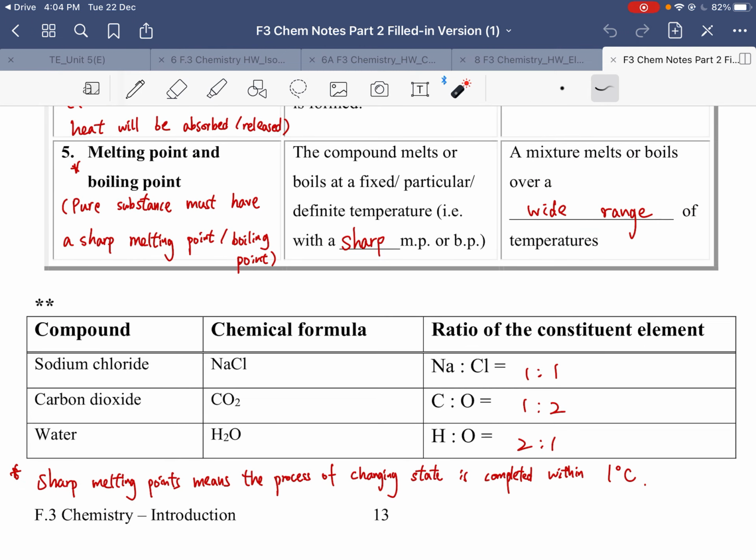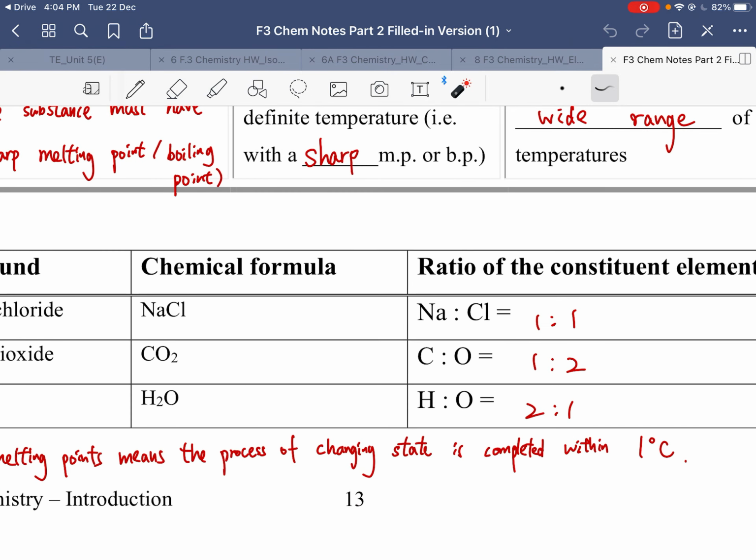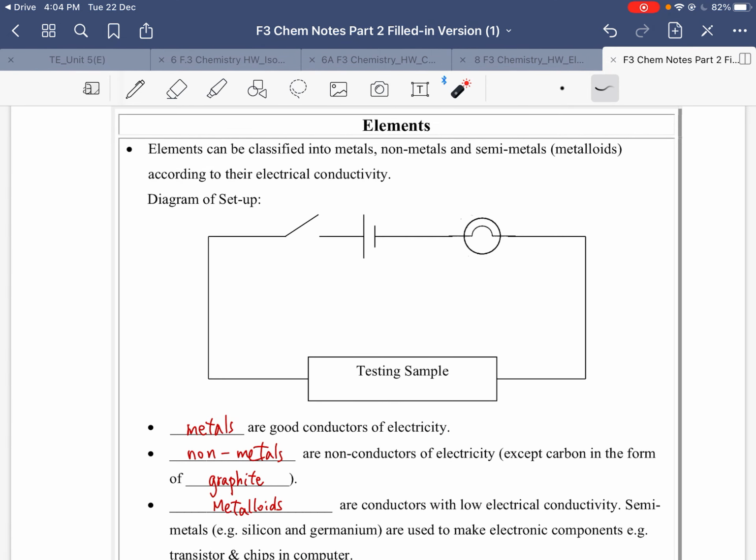Next, about the three daily life compounds. I don't need to go through it because it's so simple, guys. The ratio of the constituent elements: if we don't state it, it is 1. For example, NaCl is 1:1, and in HCl hydrogen to chlorine is still 1:1. I don't think I need to go through it. Next, about elements, girls.